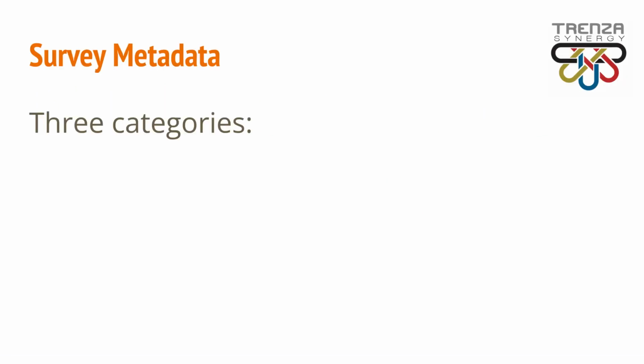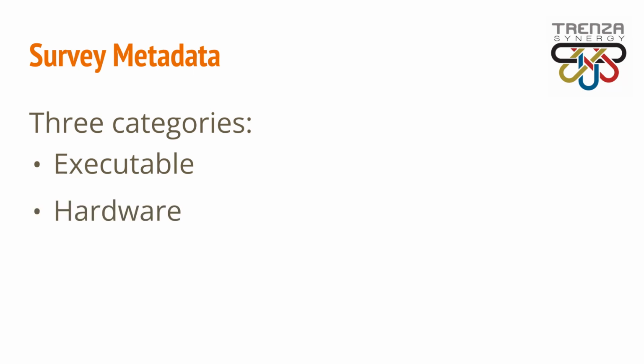Now, we collect three main categories of metadata. Executable data contains information directly concerned with the executable. Hardware data contains information about the machine used to perform the run. System data contains information about the operating system and the environment of the run. Now let's go into some more details.